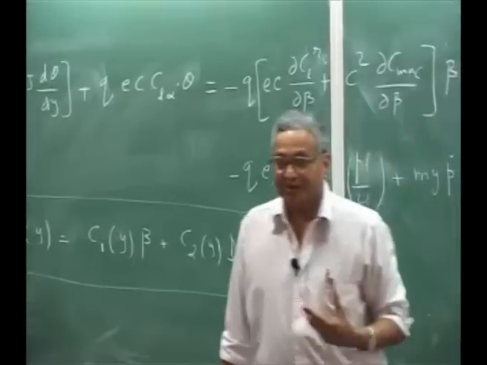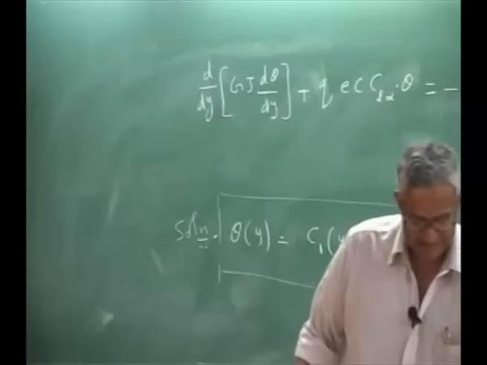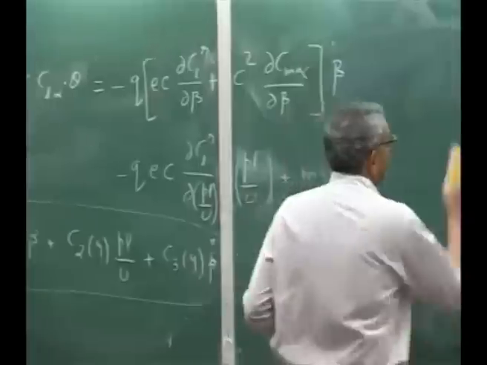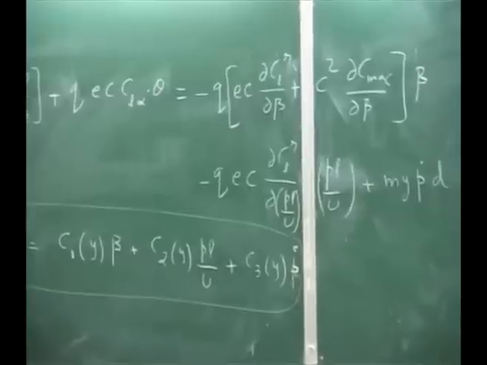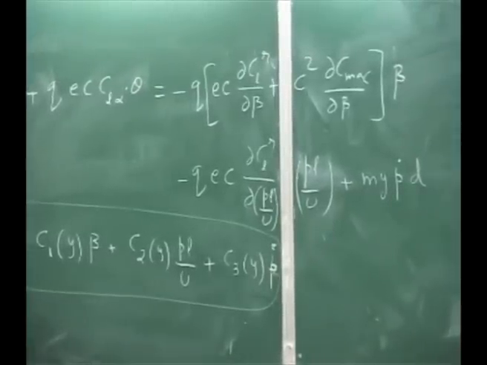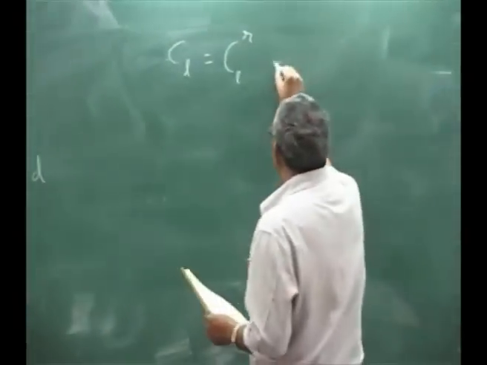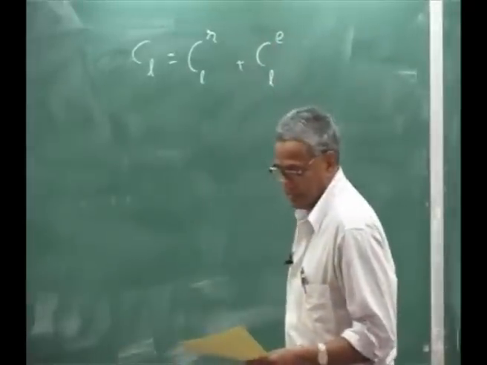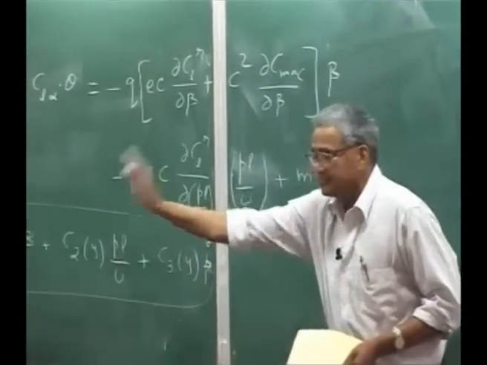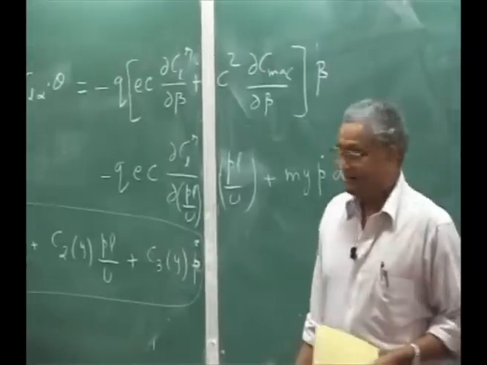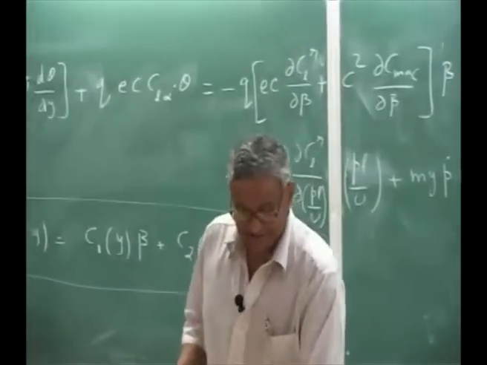Again I am writing it in a symbolic fashion. That is why these problems are a little involved. So your CL consists of CLR and CLE. CLE is CL alpha times theta of y, whereas your CLR is what we wrote as the earlier expression.